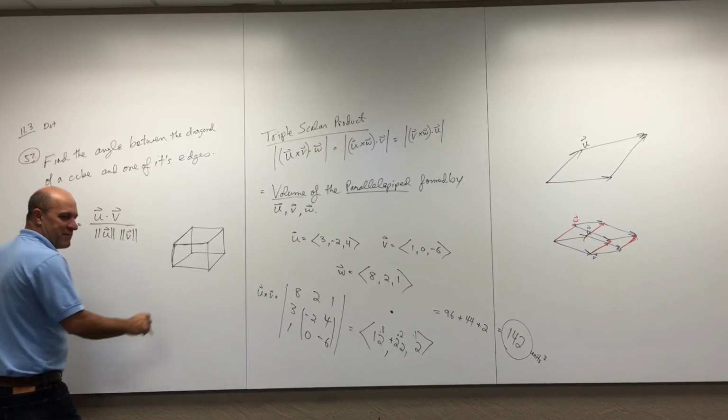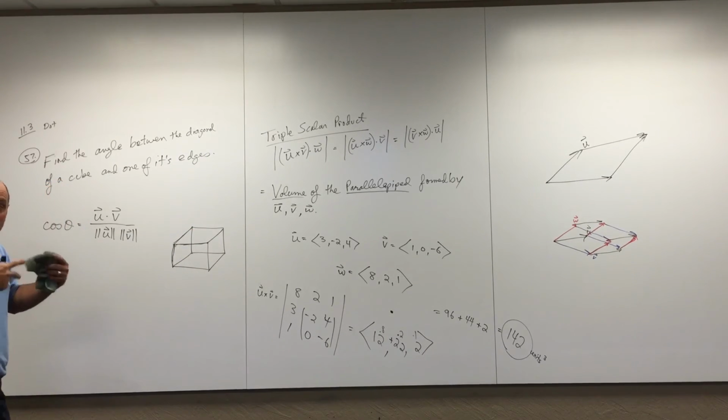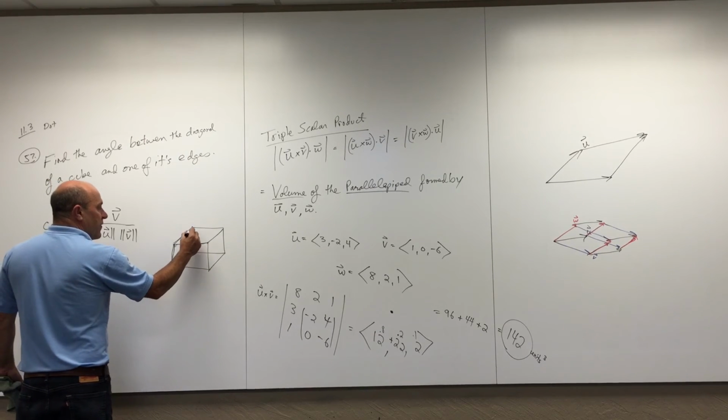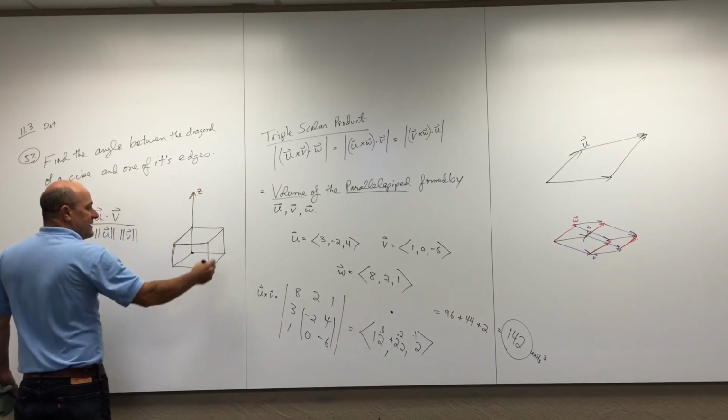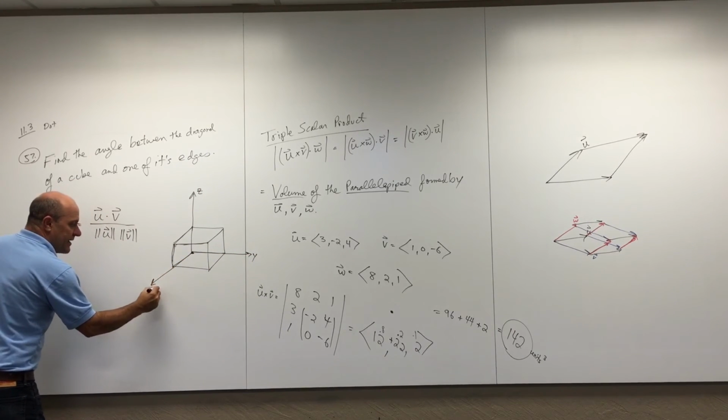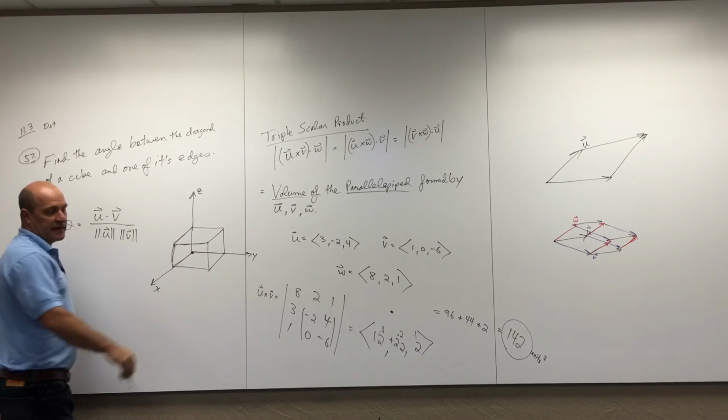Anyway, this might make more sense if I put this on my XYZ coordinate system. Let's make that the origin. Therefore, this is the z-axis. This is, of course, the y-axis, and this is the x-axis coming out at me. And there's a cube sitting there.